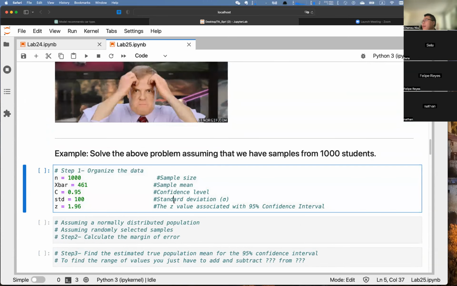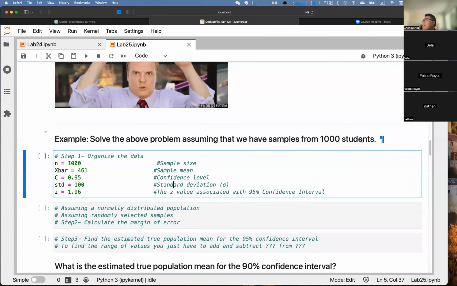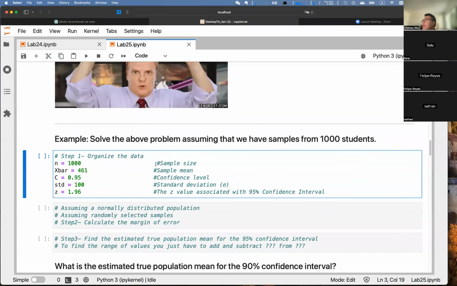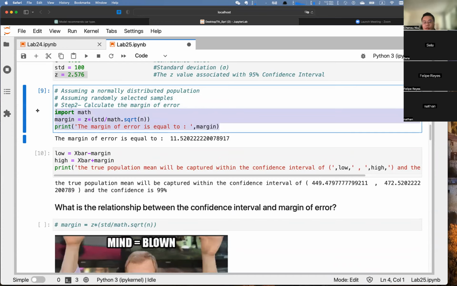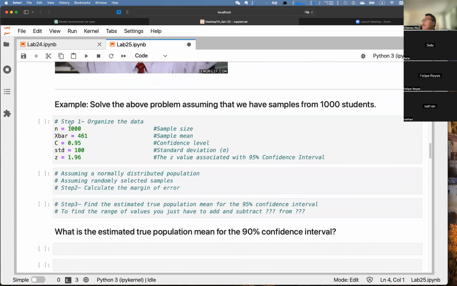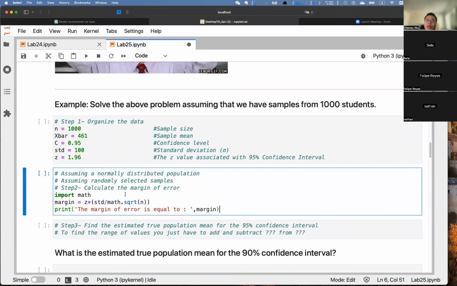Next example. Solve the above example, assuming you have a sample of 1,000 students. So the sample size would be different. You need to use that again. Here, the sample size would be 1,000 and the mean value is the same. The confidence level is the same, the standard deviation is the same, the Z value is the same. Then you need to compute the margin first.